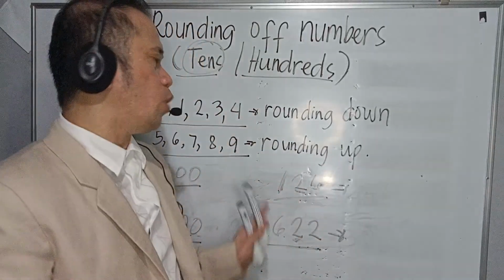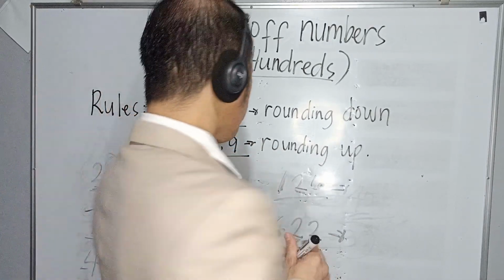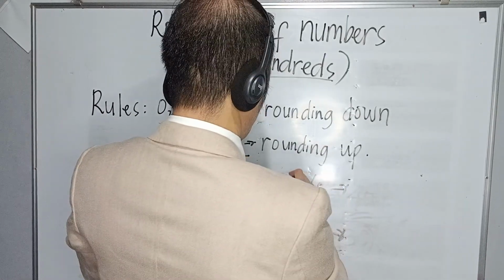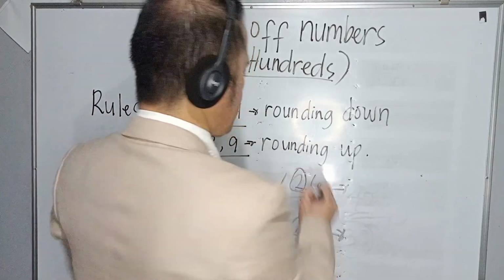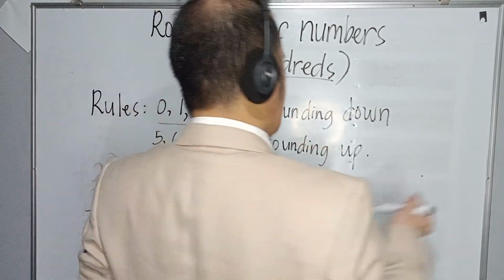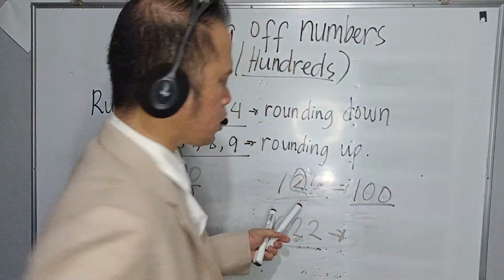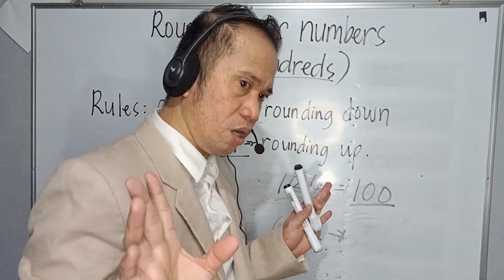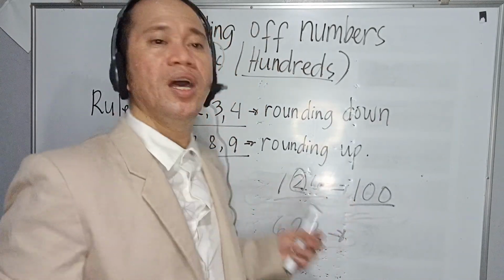Remember, my dear students, this is the first or second lesson in mathematics level. Next is 126. Sorry, my pen got some trouble. 126. The tens place is 2, remember? 2 belongs to rounding down. So automatically 1 and then automatically 0. So 126 rounds off to 100. Why? Again, number 2 is rounding down. We can add 1 to the hundreds place. Automatically 0. So we have 100.